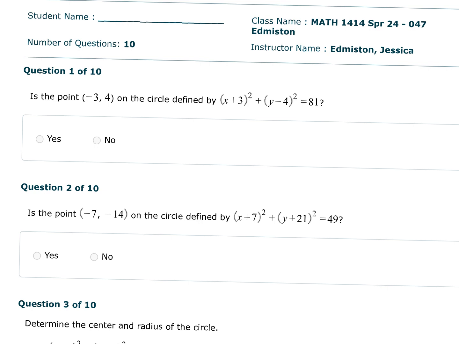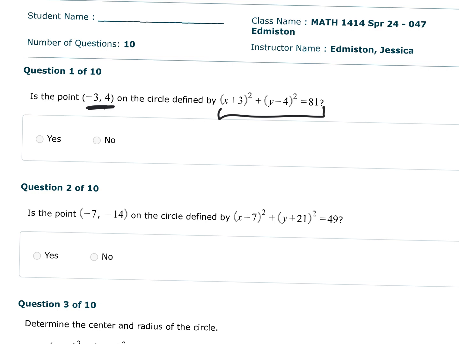Okay, question 1. Is the point negative 3, 4 on the circle defined by this equation? Okay, so what is that asking? It's asking, is this point a part of this circle? There's 2 ways to do this. I could pass out graph paper, and you could graph this by hand, but I don't think they want you to do that because the radius is 9, and so you'd have a pretty giant circle on your paper.